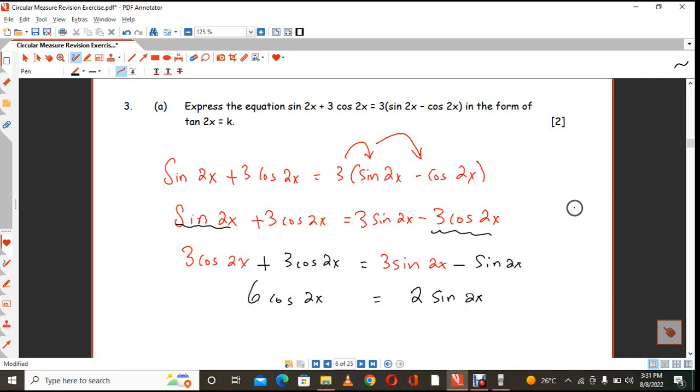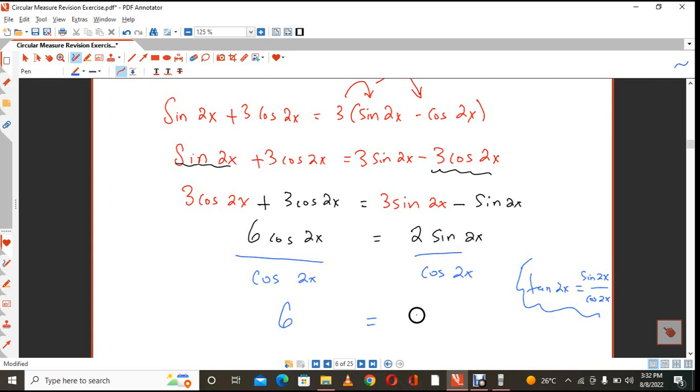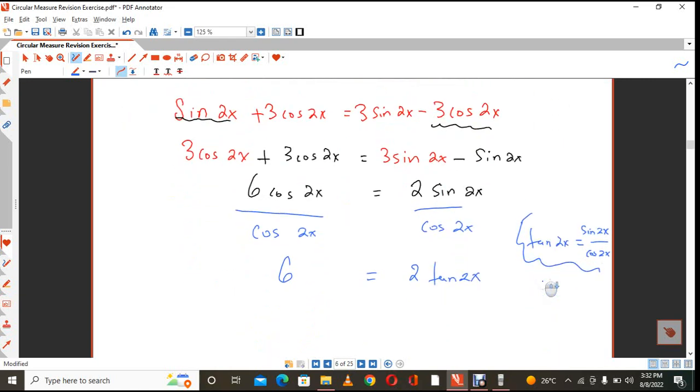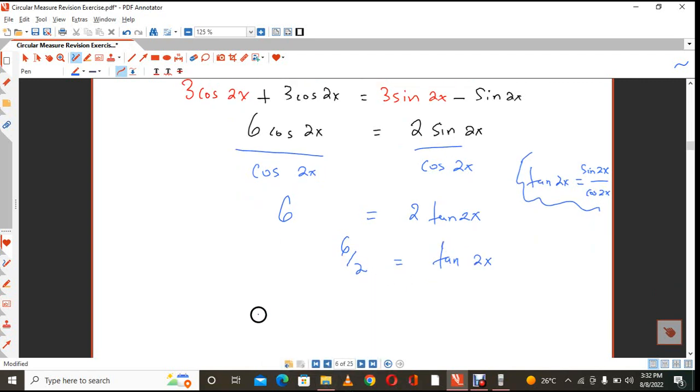All right, again, I hope you remember from my previous videos that tan 2x is equal to sine 2x over cos 2x. So if that is the case, I'm just going to divide throughout by cos 2x on the left and cos 2x on the right. This is leaving 6, and this is going to be 2 tan 2x. Just want to make sure that we're all on the right path. So at the end of the day, if you isolate, tan 2x is equal to 6 divided by 2. So our required answer is tan 2x is equal to 3.